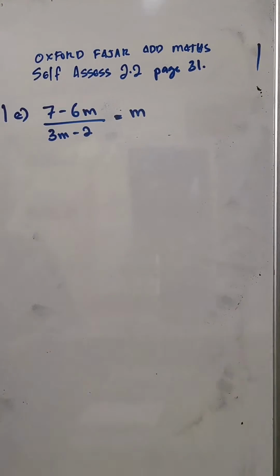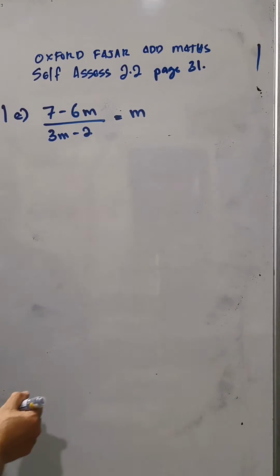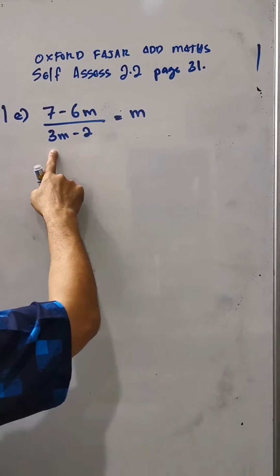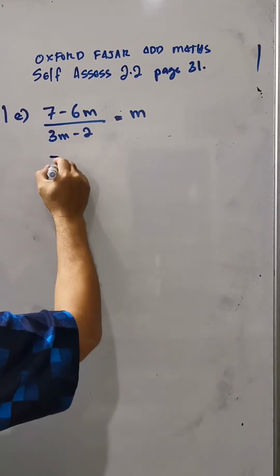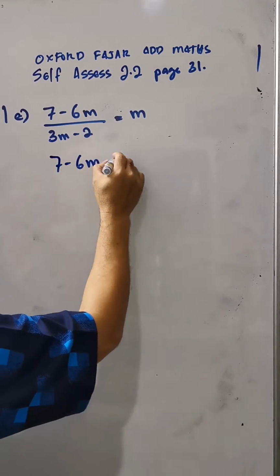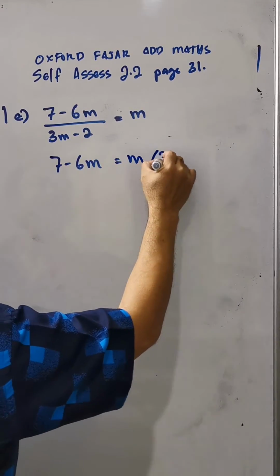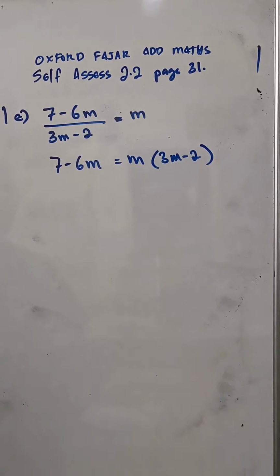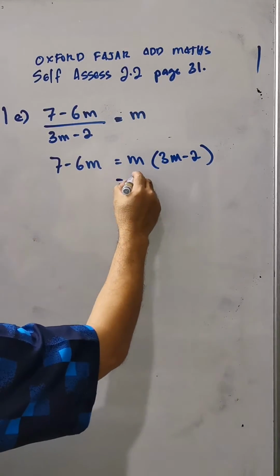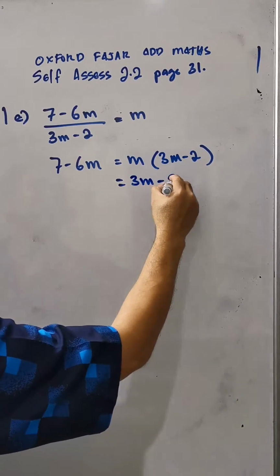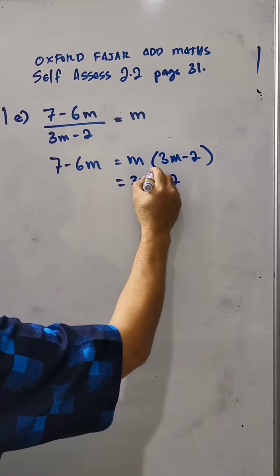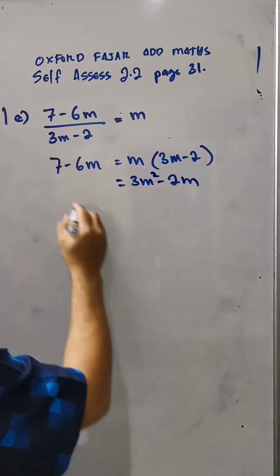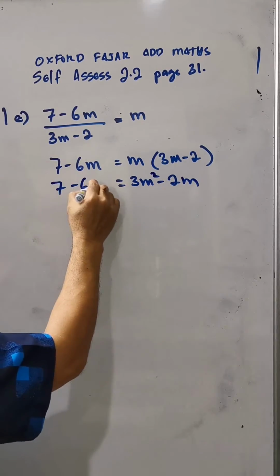Question 1E: 7 minus 6m over 3m minus 2 equals m. First, you have to cross multiply. You cross this: 7 minus 6m equal to m bracket 3m minus 2. You have to bring both of them to the other side, and then you expand the bracket. 3m minus 2 is actually 3m squared minus 2m. Here will be 7 minus 6m.